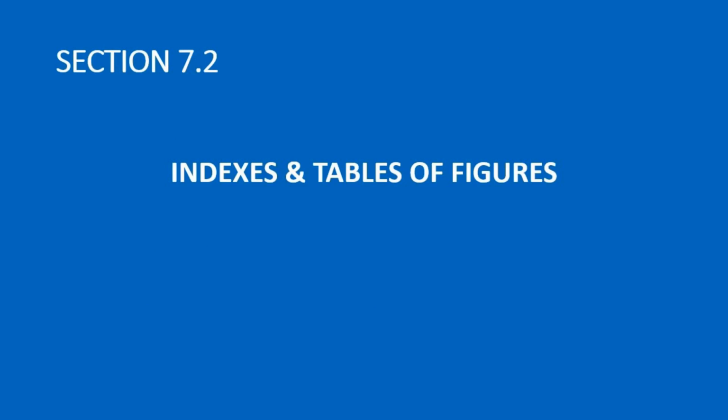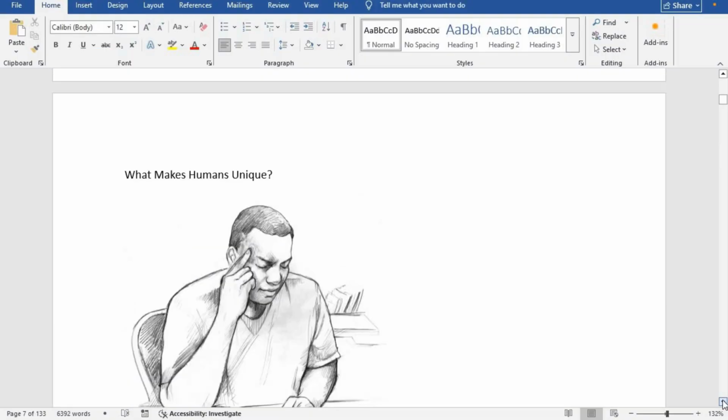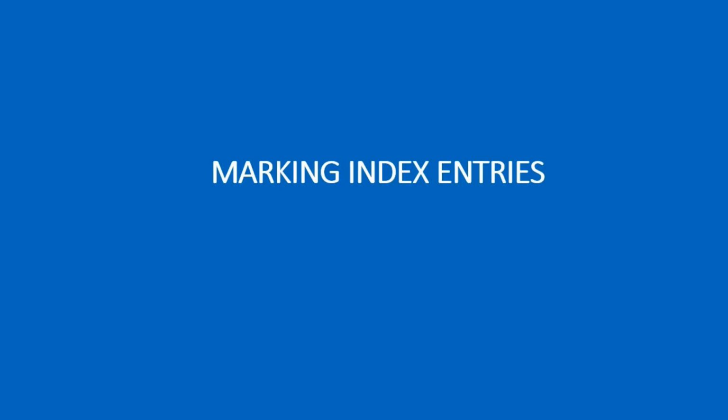Section 7.2 Indexes and tables of figures. Now let's make our long document even more professional. Imagine writing a 100-page report, and readers can instantly find any topic they want. That's the power of indexes and tables of figures. Marking index entries. An index is an alphabetical list of important terms in your document. You usually see indexes at the back of books, manuals, research documents, and others.